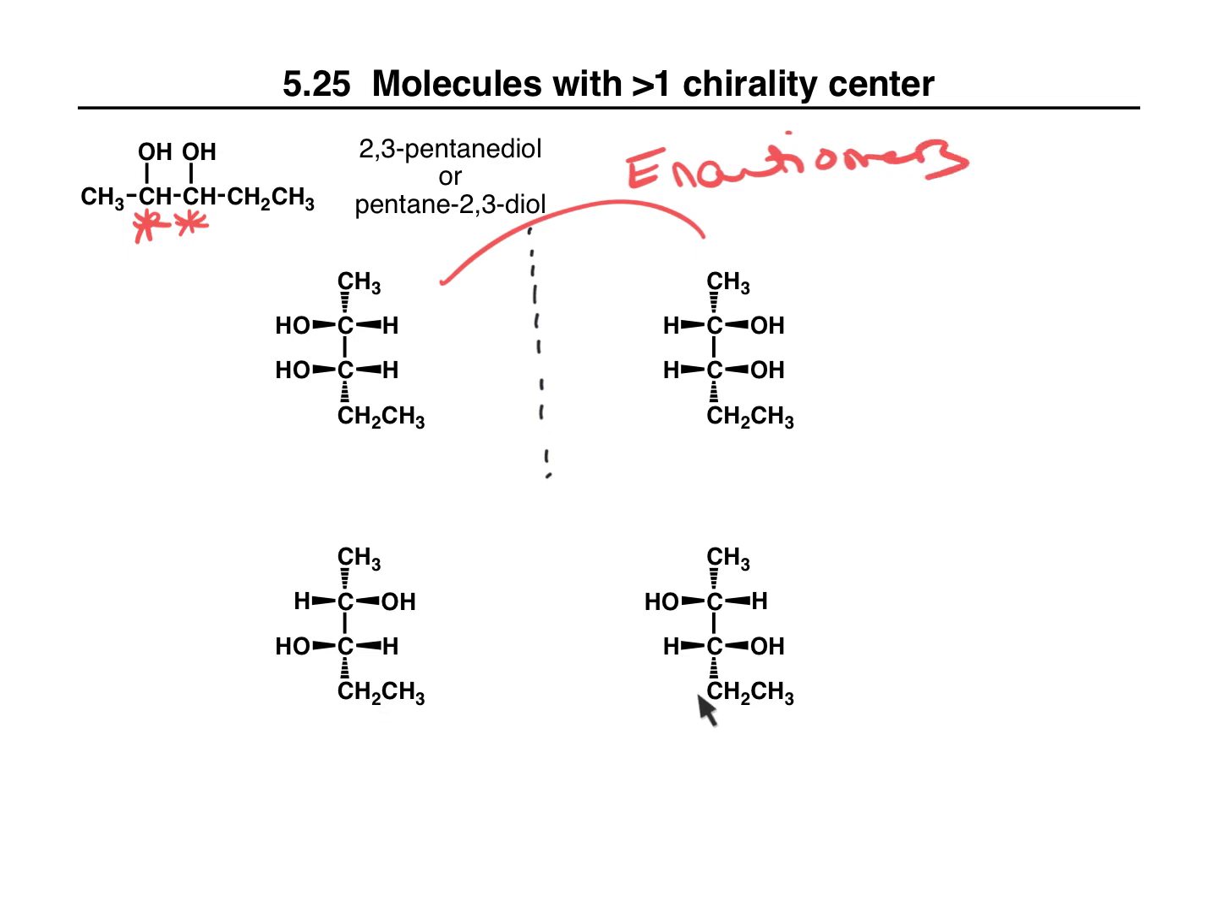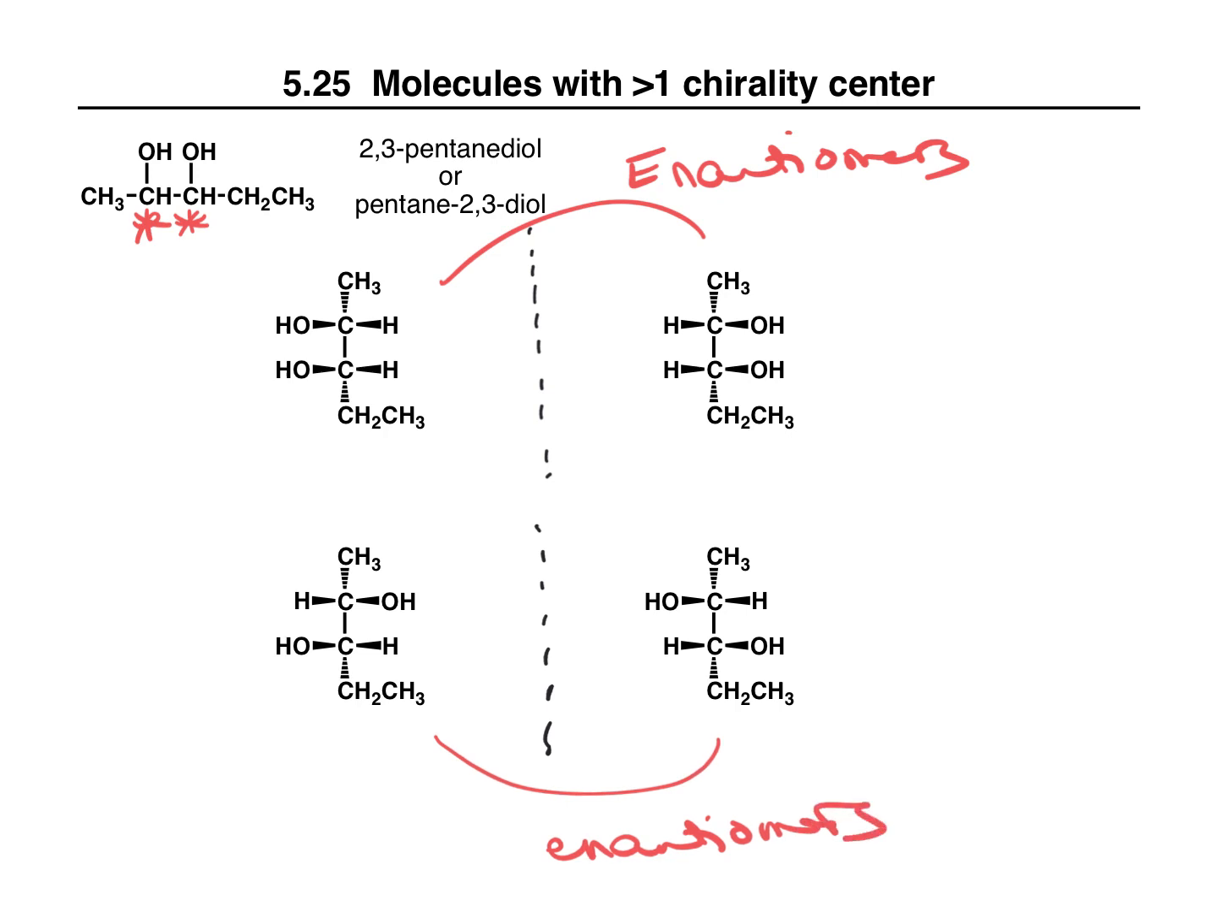Looking at this pair of compounds, we can do another mirror plane. And what you will see is that this is a mirror image of this one. Once again, if we try to slide this over, we'll get our carbons lined up, but our OH will be on the H. So these are also not superimposable on each other. So these are another pair of enantiomers.